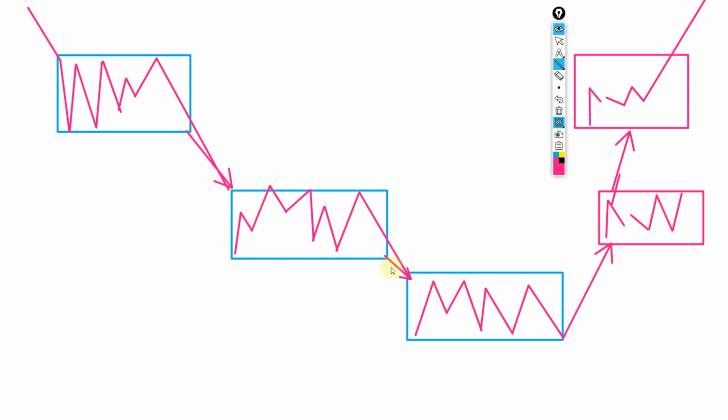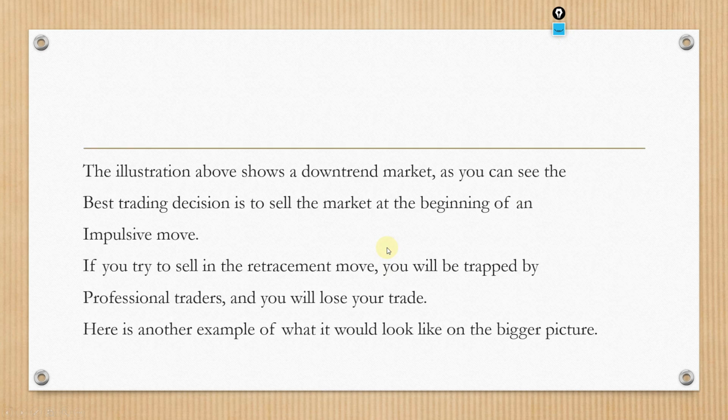So in these boxes, there are corrections. In these corrections is where you see trend lines and all that. I hope you get the concept. So let's proceed.